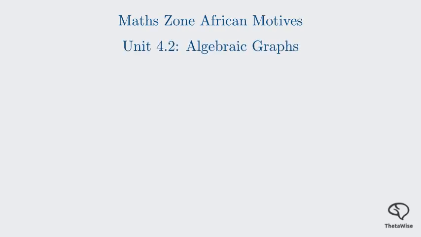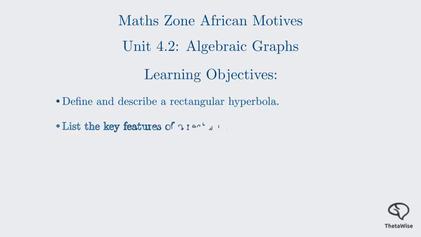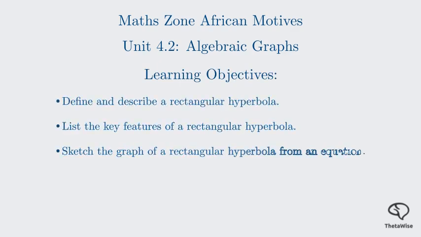Today, we're diving into Unit 4.2, Algebraic Graphs. Our focus will be on a fascinating curve known as the rectangular hyperbola. By the end of this lesson, you will be able to define and describe a rectangular hyperbola, list its key features, and accurately sketch its graph based on a given equation. This means you'll be able to understand the basic characteristics of this type of graph and create your own sketches.